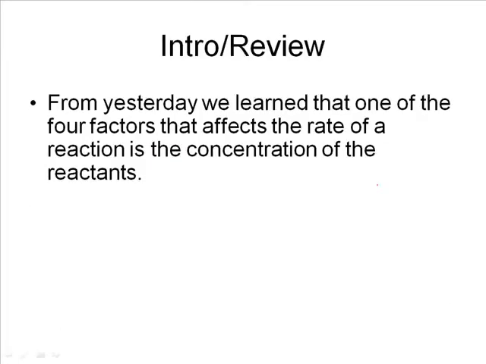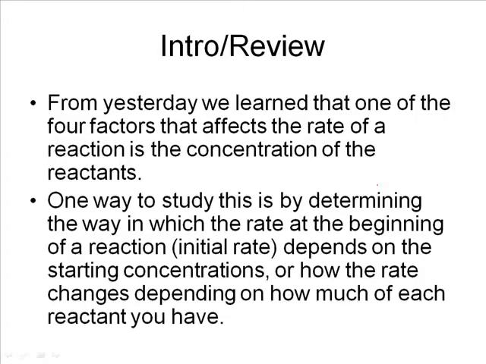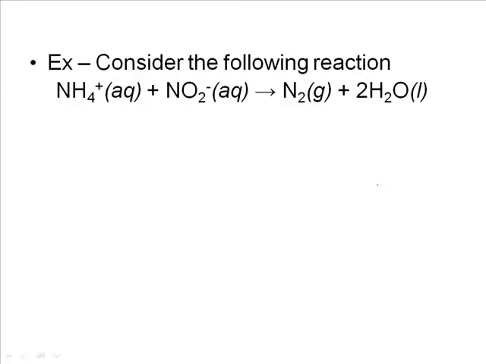So yesterday we learned that one of the four factors that affects the rate of a reaction is the concentration. And we had said that the greater the concentration of the reactants, the faster the reaction tends to go, because the molecules tend to hit each other more quickly and more often. So one way we can do that is by determining the way in which the rate at the beginning of a reaction depends on the concentrations, or how the rate changes depending on how much of each reactant you have.